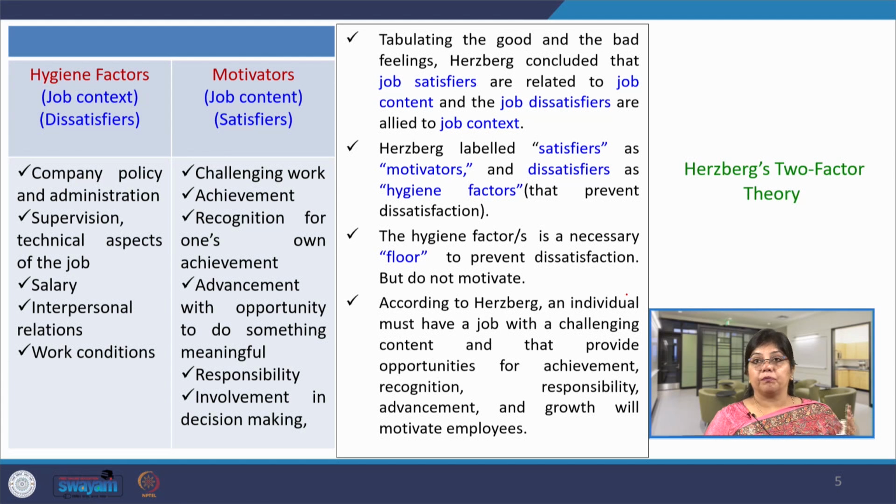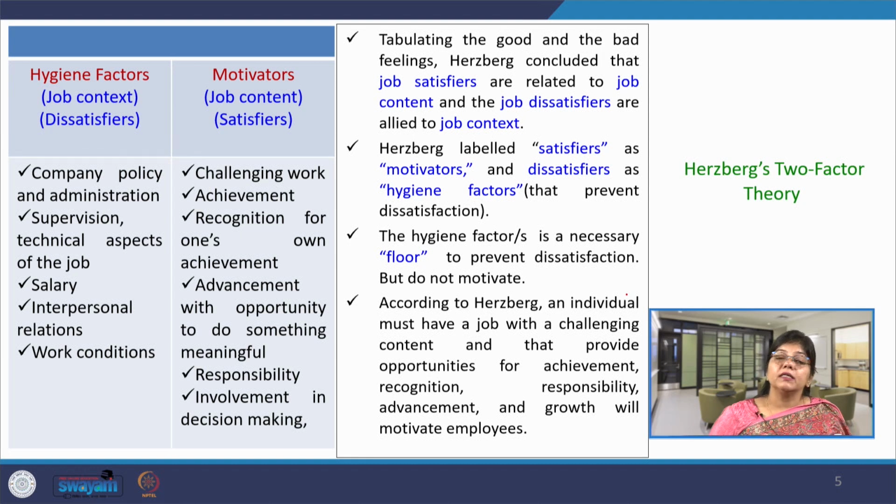So, there was a continuum. Continuum here means satisfaction, no satisfaction, dissatisfaction, no dissatisfaction. According to the data, the good and the bad feelings were generated from the employees and it was concluded that job satisfiers are related to job content. Why? Because they were motivators, motivating employees to perform any job, because there is more opportunity, more challenge, more advancement and growth, and more participation in decision making. So, this led to more satisfaction because the content of the job was very challenging, with advancement. Whereas job dissatisfiers are allied to job context.